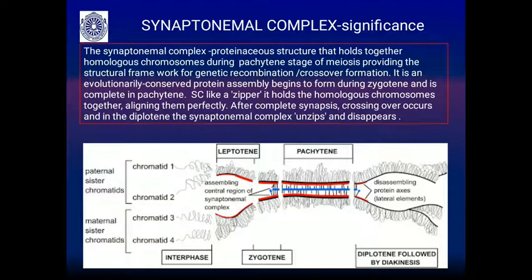In leptotene you will find there is no such complex, but in zygotene you will find the formation of the synaptonemal complex, fully formed synaptonemal complex during pachytene, and in diplotene the disappearance or unzipping of this synaptonemal complex takes place.